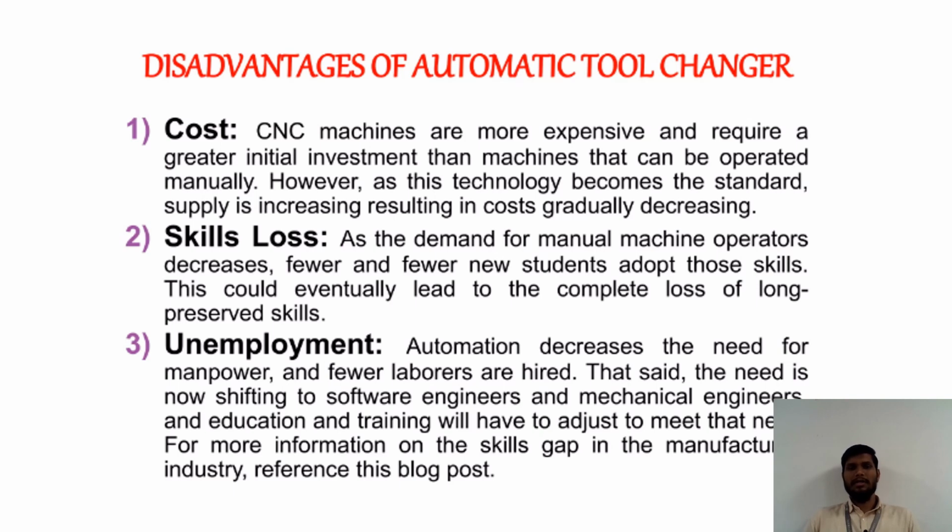Skill loss. As the demand for manual machine operators decreases, fewer and fewer new students adopt those skills. This could eventually lead to the complete loss of long preserved skills. Unemployment. Automation decreases the need for manpower and fewer laborers are hired. That said, the need is now shifting to software engineers and mechanical engineers, and education and training will have to adjust to meet the new needs.